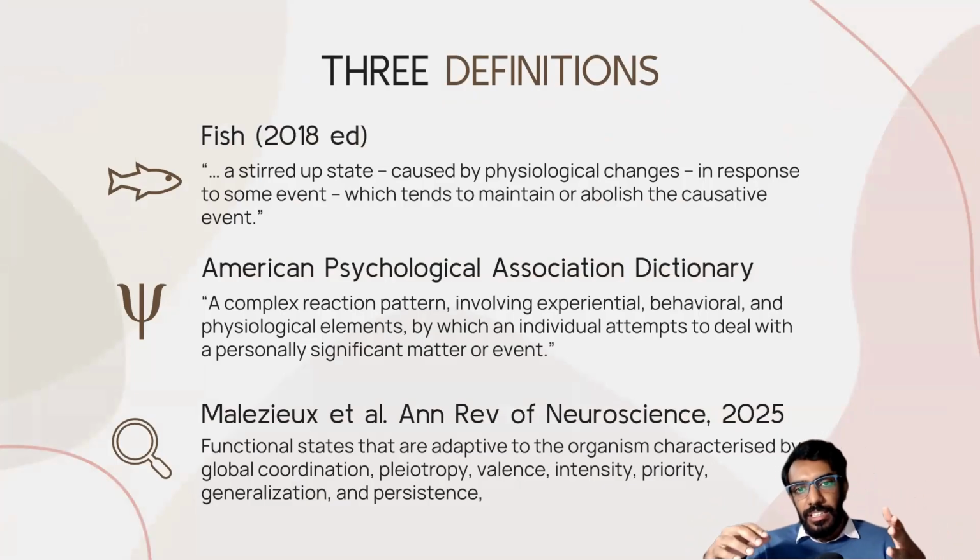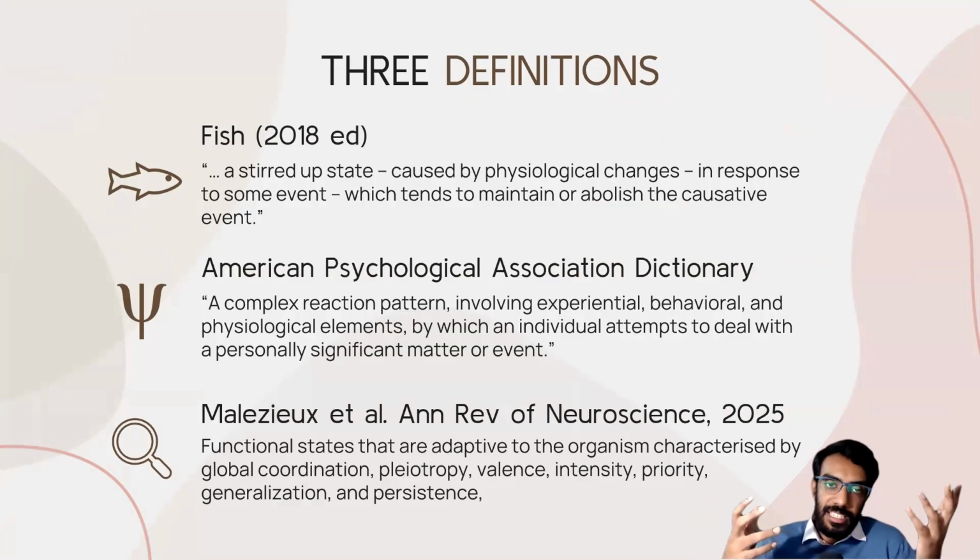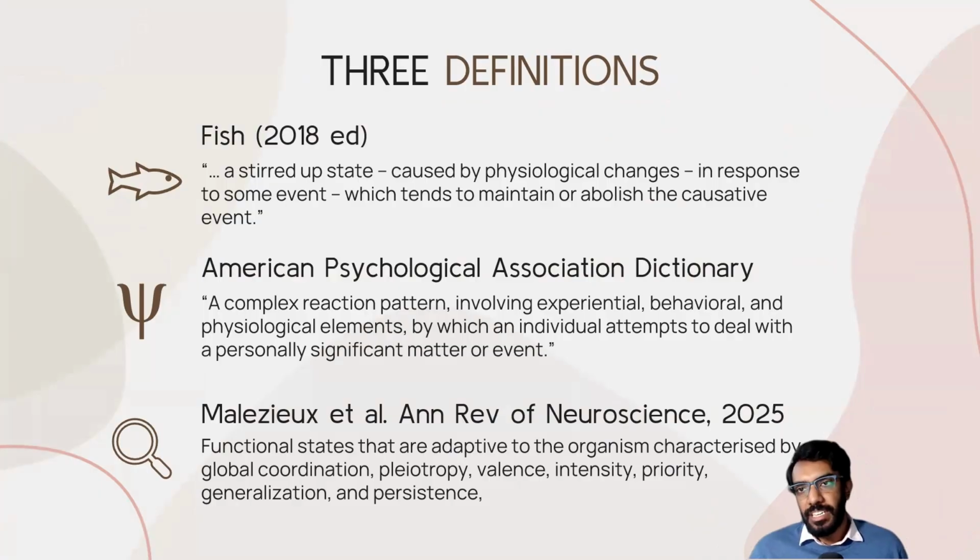So the first is the one that you're expected to say when somebody asks you in your rounds or in your exams, what is emotion? This is what Fish defines it as, right? A stirred up state, that is the disruption part, caused by physiological changes, that is the somatic part, in response to some event, that is the trigger part, and which tends to maintain or abolish the causative event, right?